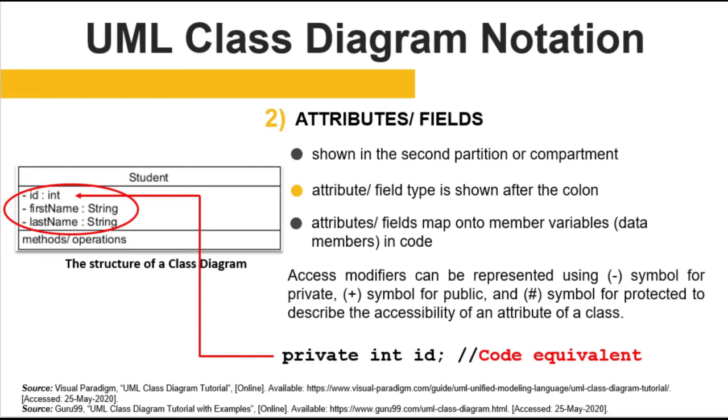Access modifiers can be represented using the minus symbol for private, the plus symbol for public, and the pound sign for protected to describe the accessibility of an attribute of a class. In the given example, we can read the first class field in the class diagram definition as private int id. Private, since we use the minus symbol, then int as the data type, and id as the name of the attribute or field.